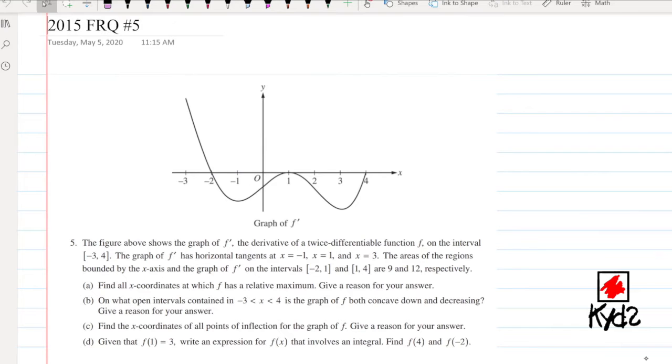In this video, we're going to look at the 2015 FRQ number 5. Let's take a look at it. So we got a nice graph. It's the graph of the derivative.